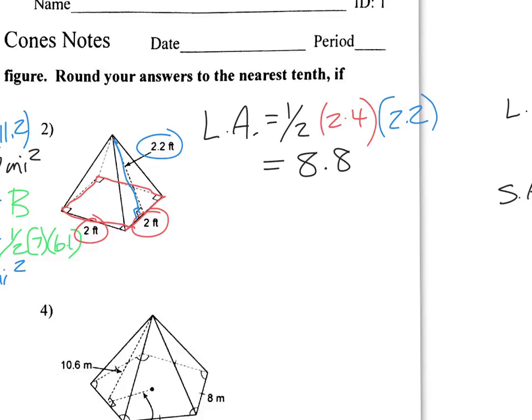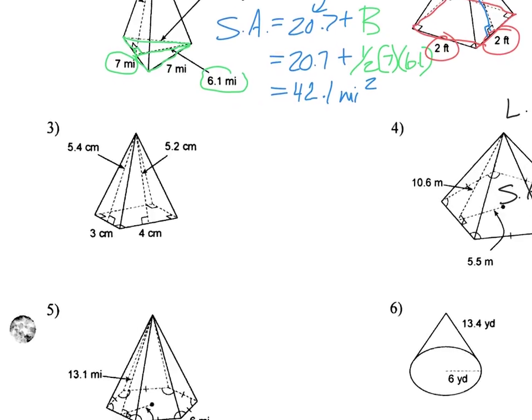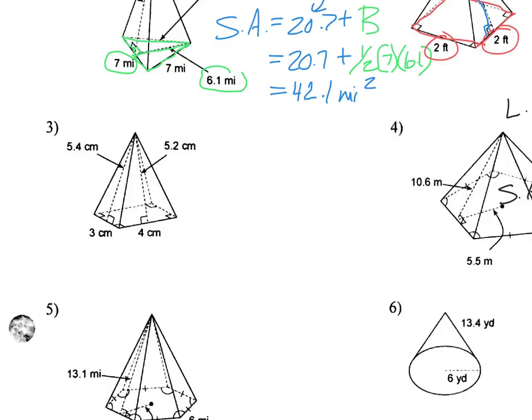And then surface area is the 8.8 plus the area of the base. Well, the base is that square, so the area of the square is base times height. So I got 8.8 plus 2 times 2, which is 4, and that gives me 12.8. And remember, you want to put your units, feet squared. Okay. What about this one? Okay, where's our slant height?